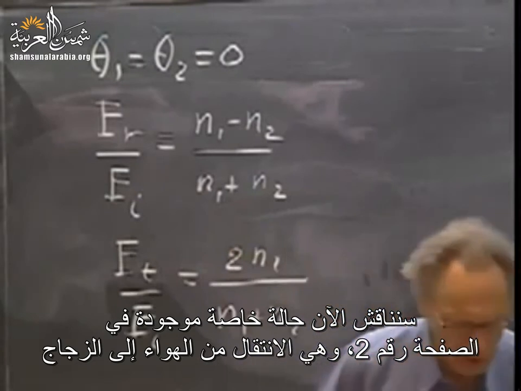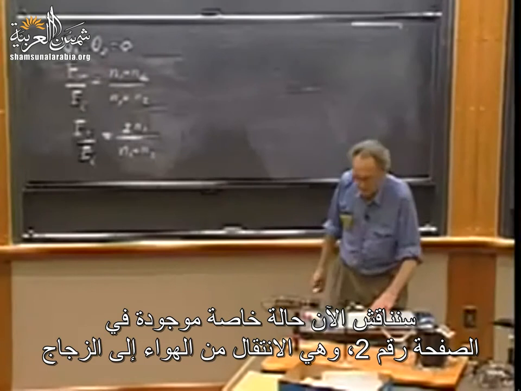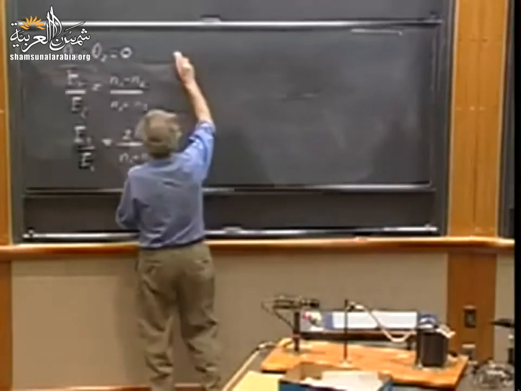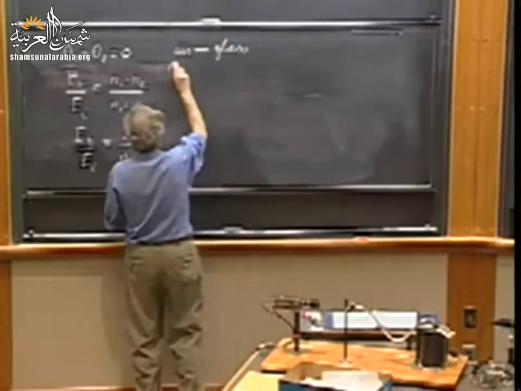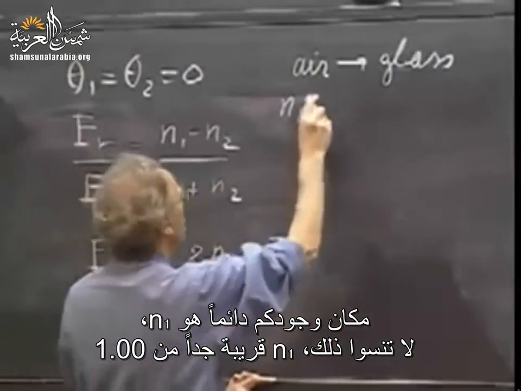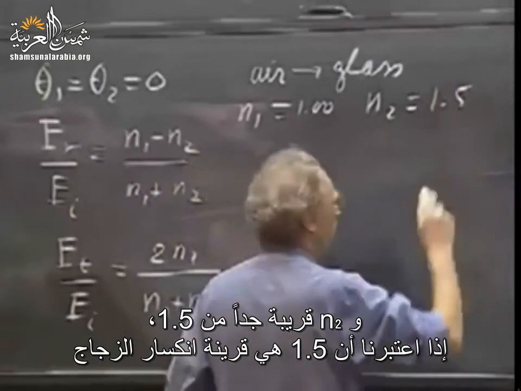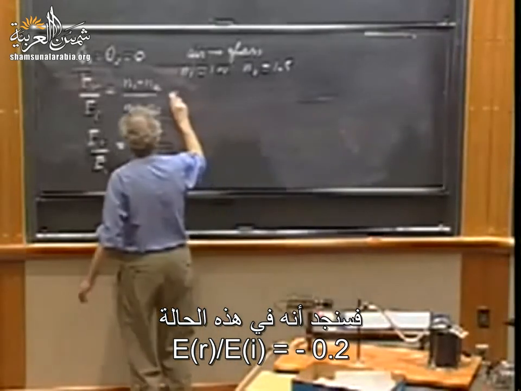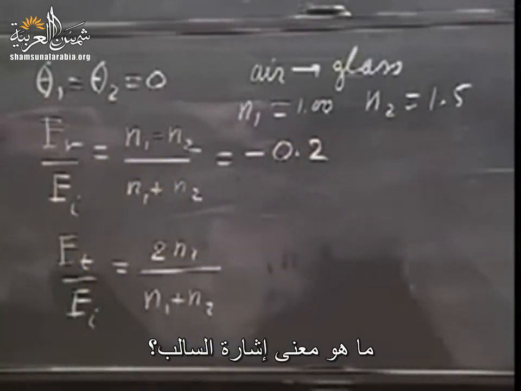And now I take a special case, which is on your page number 2, that is the transition from air to glass. That is the upper panel in going from air to glass. So N1, where you are, is always N1. Never forget that. So N1 is then very close to 1.00, and N2 is very close to 1.5 if we take 1.5 for glass. We will find then that for this case, this is minus 0.2. What is the meaning of the minus?